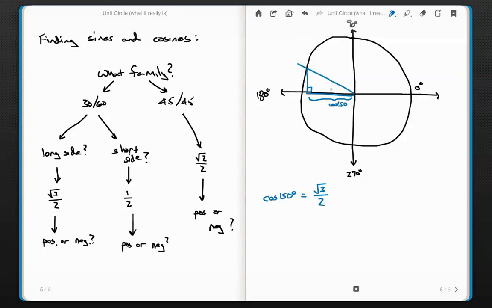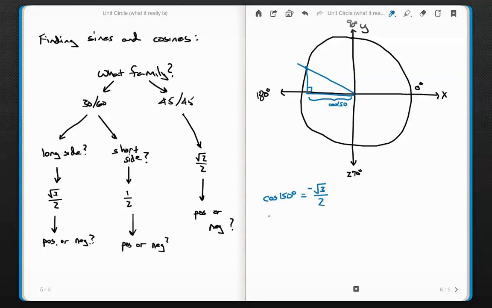But I said, is it positive or negative? Well, what do you think? Is it positive or negative? Well, this is the x-axis over here, and this is the y-axis over here. It's to the left, right? So it's got to be negative. So I'm going to say this is negative root 3 by 2. I didn't have to memorize the cosine of 150, but I know where it is. And with just a few simple questions I ask myself, I can determine that it is, in fact, negative root 3 by 2.